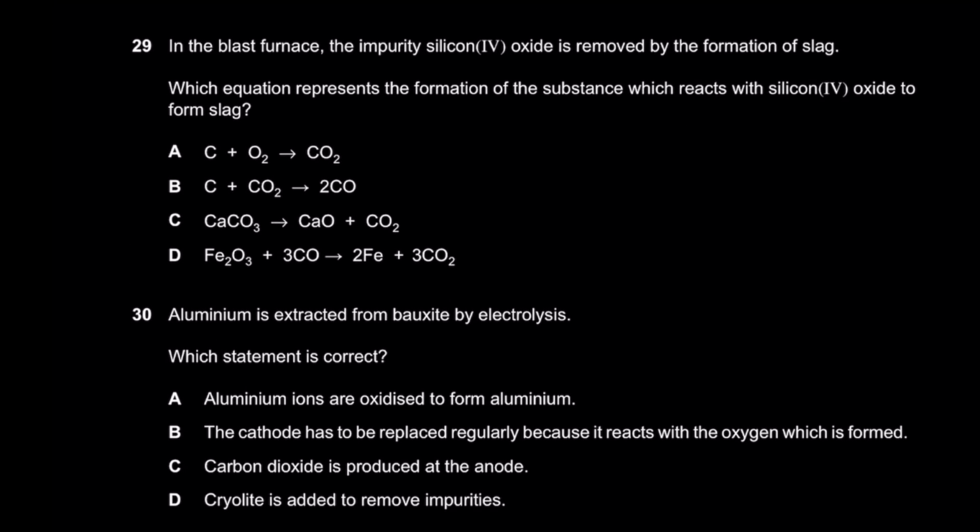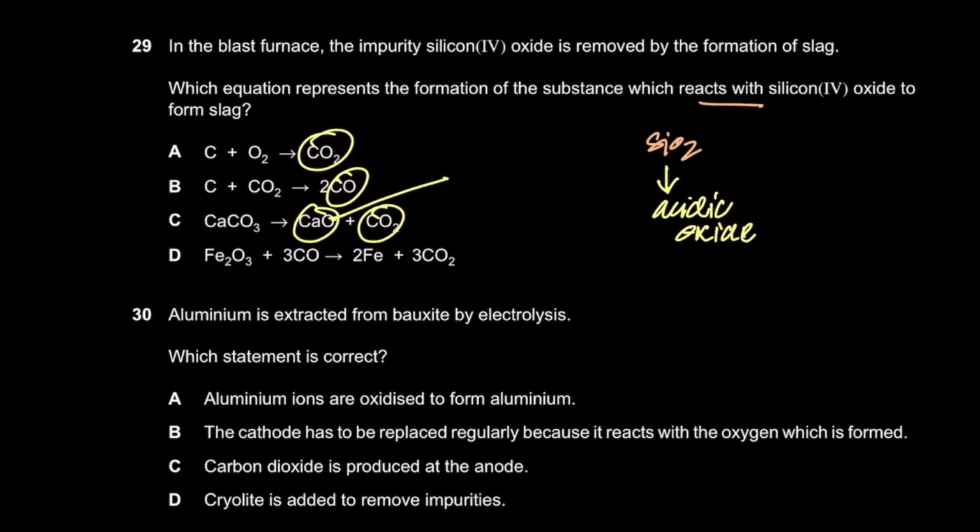In the blast furnace, the impurity silicon oxide, SiO2, is removed by the formation of slag. Which equation represents the formation of the substance which reacts with it? Well, it's an acidic oxide. So for an acidic oxide, you need what? You need a basic oxide. This is acidic, this is neutral, that's acidic, but that's the basic oxide. Absolutely, calcium oxide is my basic oxide, sir. So C is the correct option.